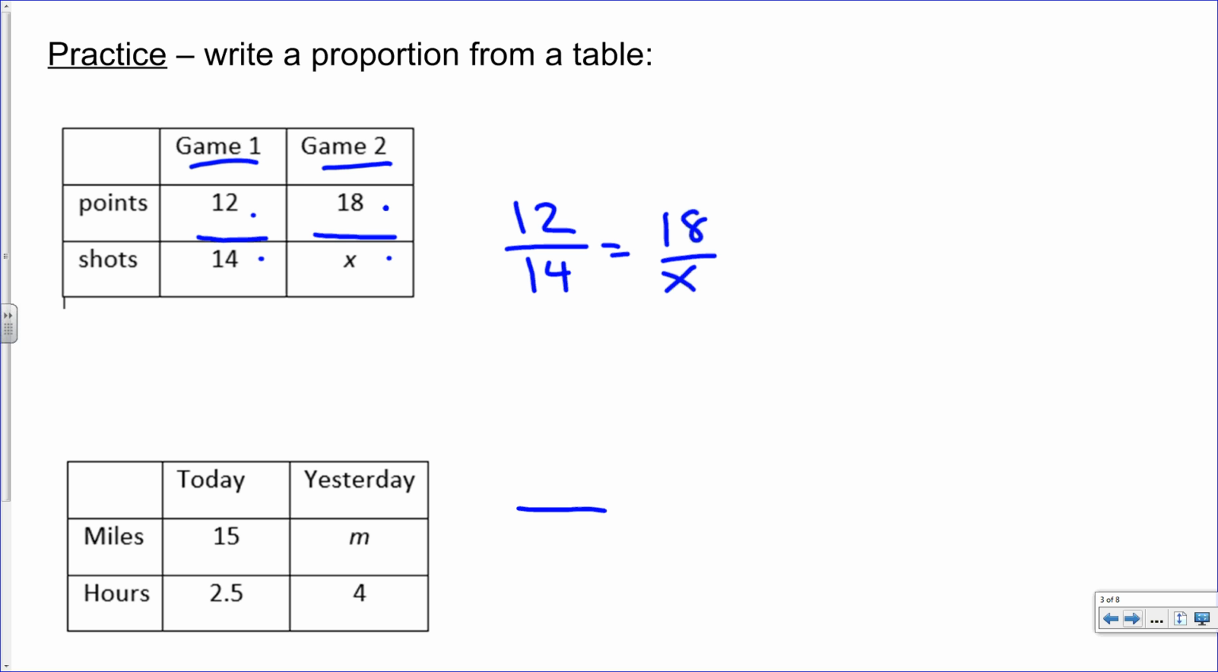Okay, for this one you should have written two fractions equal to each other, and we'll just consider this today. You went 15 miles in 2.5 hours, so 15 over 2.5. And then yesterday you went m miles in 4 hours, so m over 4. It's as straightforward as that. So that's how you write proportions.